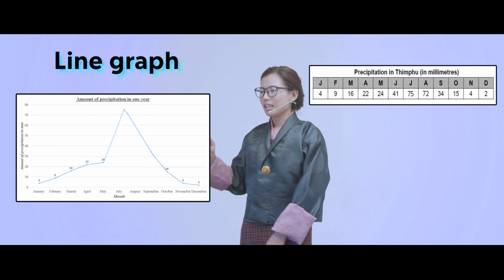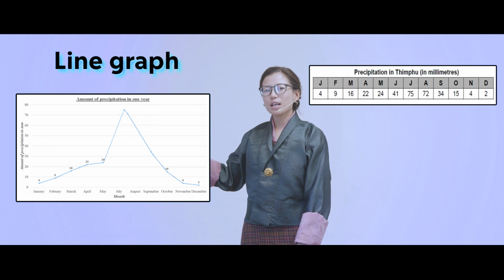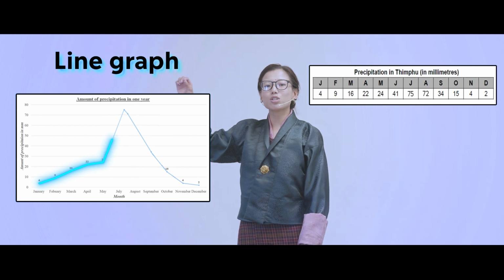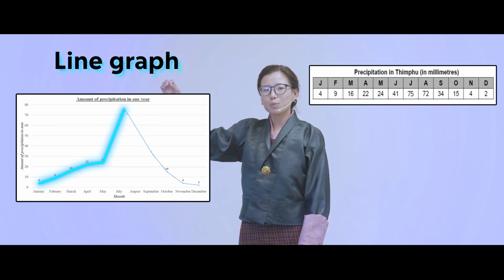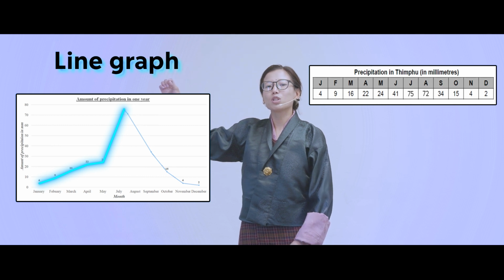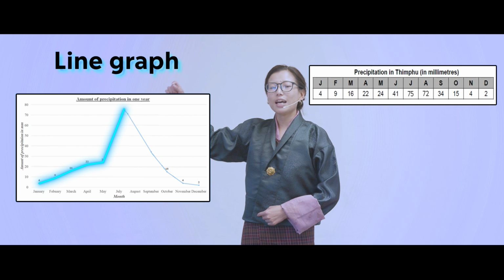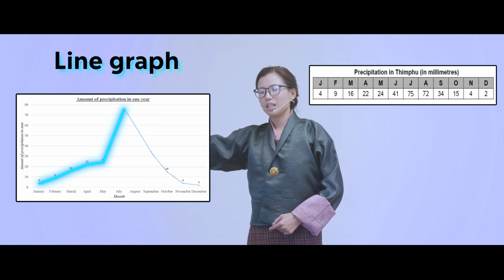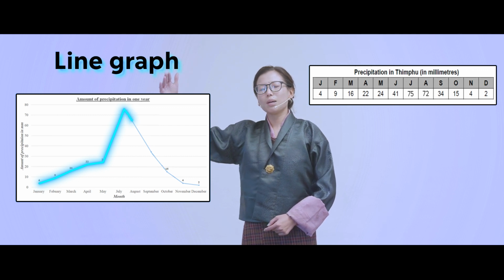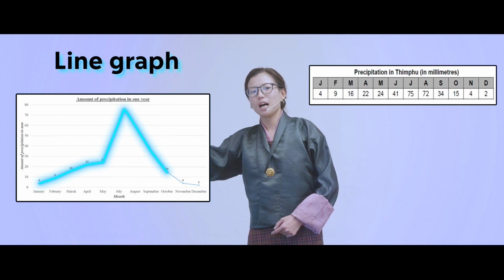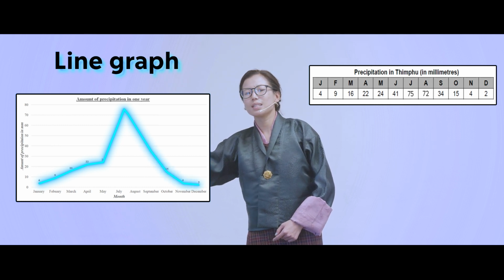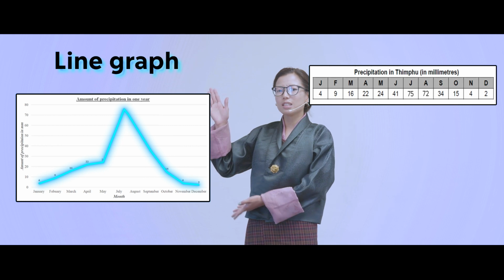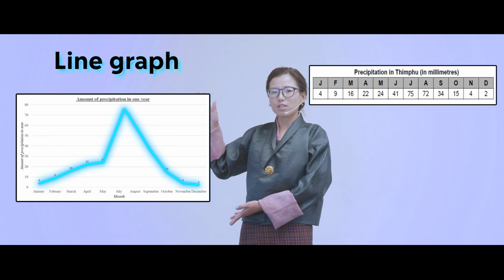So you can see that the precipitation amount has gradually increased from January, and it has been continuously increasing until it reached the maximum precipitation, that is in July, which was 75 mm. And after that point, the graph is gradually decreasing. That means the precipitation amount has also gradually decreased after July, and when it reached December, the precipitation amount had reached only 2 mm. So this is what the trend of this line graph says.